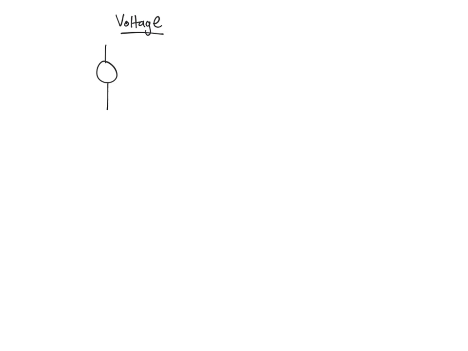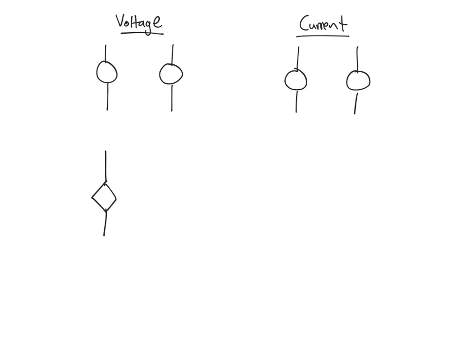All sources are described with one of two symbols, either a circle or a diamond. What distinguishes the difference between voltage and current sources is that voltage sources have an indication of the polarity inside the circle or the diamond. All of these are voltage sources. They're really treated the same way, they're just slightly different ways to draw it.